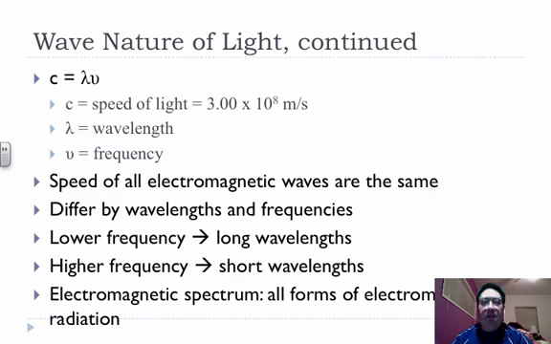A little bit more about the wave nature, and we've talked about this in class, where the speed of light equals the wavelength times the frequency. C is the speed of light. It moves at 3 times 10 to the 8th meters per second. Remember, lambda is wavelength in meters, and nu is frequency in either hertz or seconds to the -1, or 1 over seconds. They all basically are units of frequency.